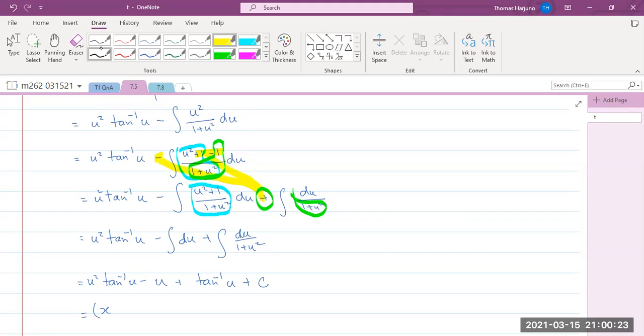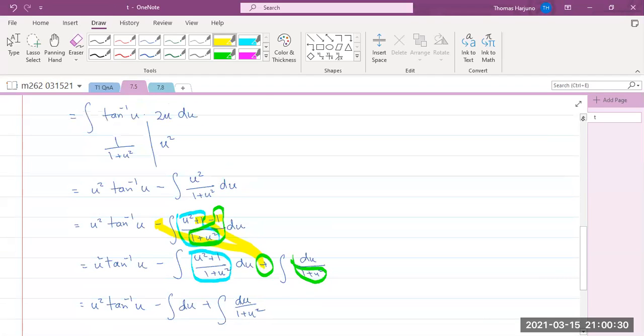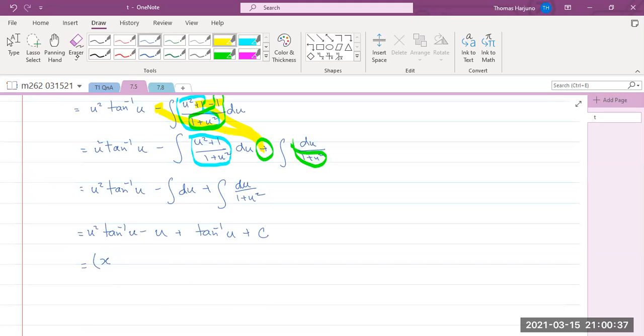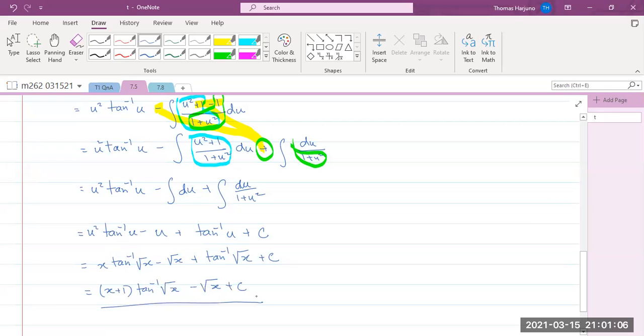Now I will substitute. What is u again? u equals square root of x, so u squared equals x. So this becomes x tangent inverse of square root of x minus square root of x plus tangent inverse of square root of x plus c. I believe our textbook will factor the tangent inverse of square root of x. Even though I admit that if you leave your answer here, this is okay.